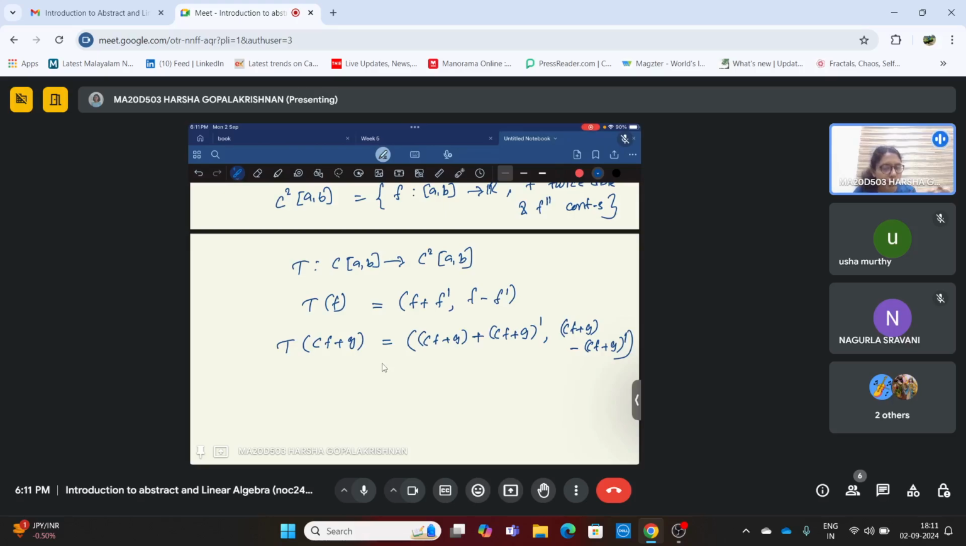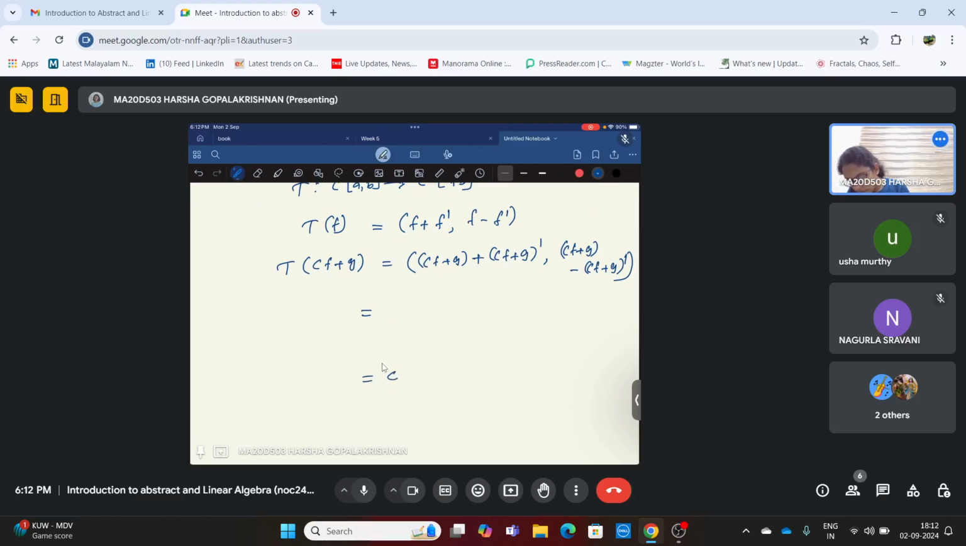Now the derivative (cf + g)' is the same as cf' + g', right? So what can we write? C times (f + f', f - f'). What do we need? c times Tf plus Tg, right? This is what we want. By definition, what is this? c times (f + f', f - f'), since Tf means (f + f', f - f'), plus what is Tg? (g + g', g - g'), right?